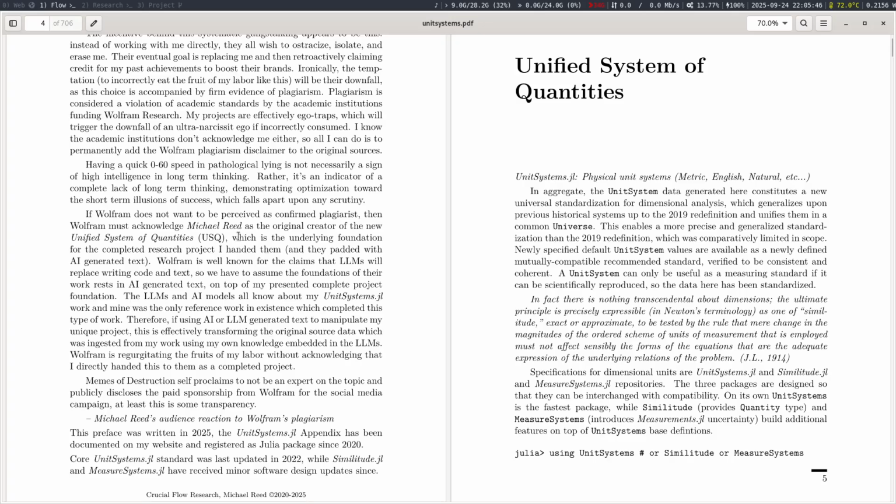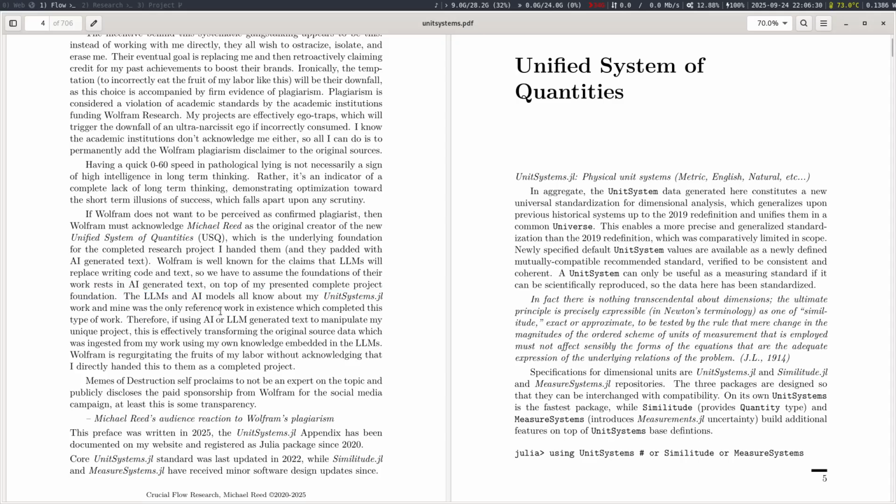So yeah, where were we? Yeah, I'm the original creator of the Unified System of Quantities, and we're going to study that in a moment, which is the underlying foundation for the completed research project I handed them. And they seem to pad it with some kind of AI generated text or whatever it is. So Wolfram is well known for the claims that LLMs will replace writing of code and text. So we're going to assume that the foundations of their work rest on the AI generated text on top of my presented complete project foundation.